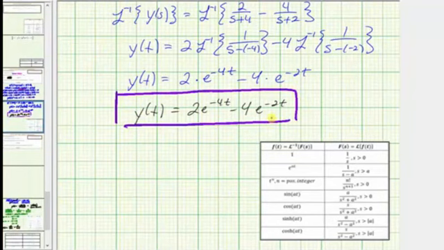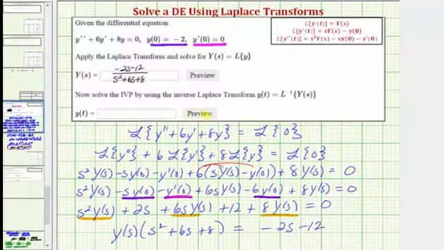So going back to the first slide, using the Laplace transform to solve this initial value problem was not the fastest way. It would have been much easier just to use a characteristic equation. But either way, we did find the particular solution is y of t equals 2 times e raised to the power of negative 4t minus 4 times e raised to the power of negative 2t.